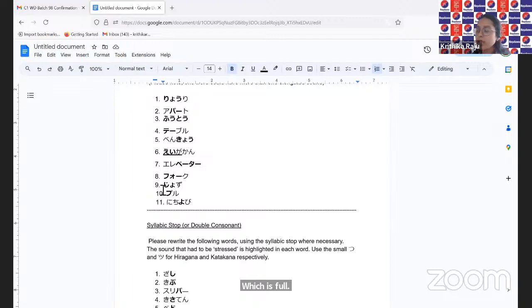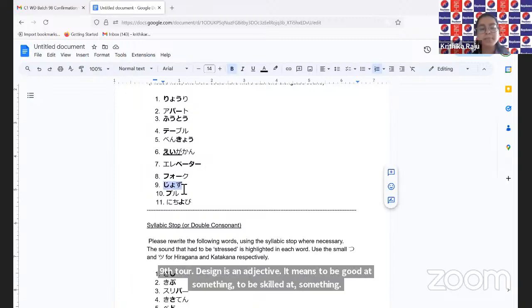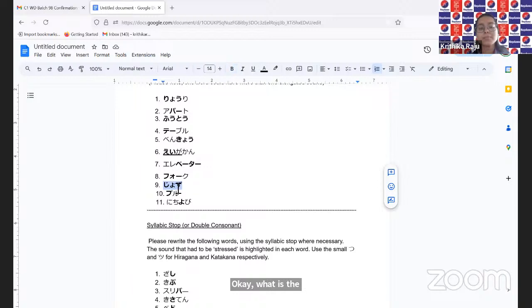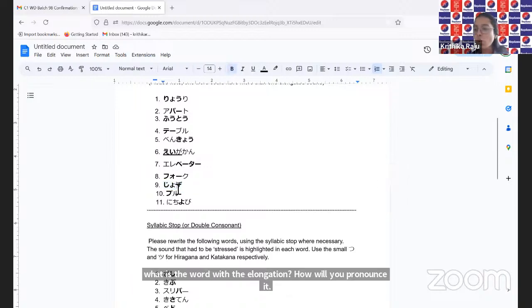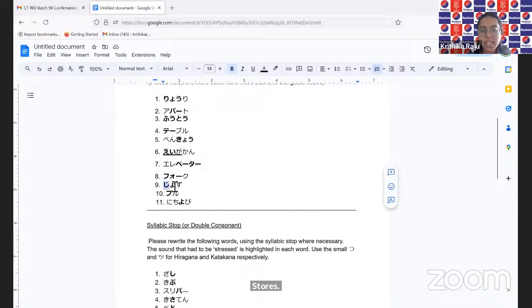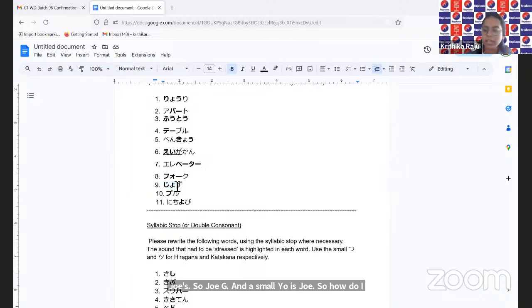The ninth word is an adjective. It means to be good at something, to be skilled at something. What is the word with the elongation? How will you pronounce it? Jozu. Very good. So Jo, G and a small yo, is Jo. So how do I elongate it? What kana do I use to elongate Jo? O sound. Very good.